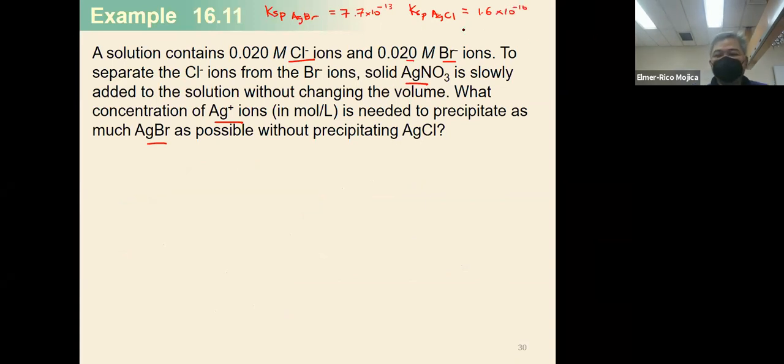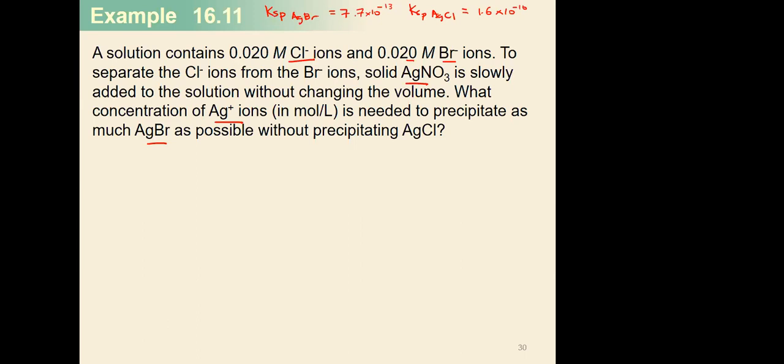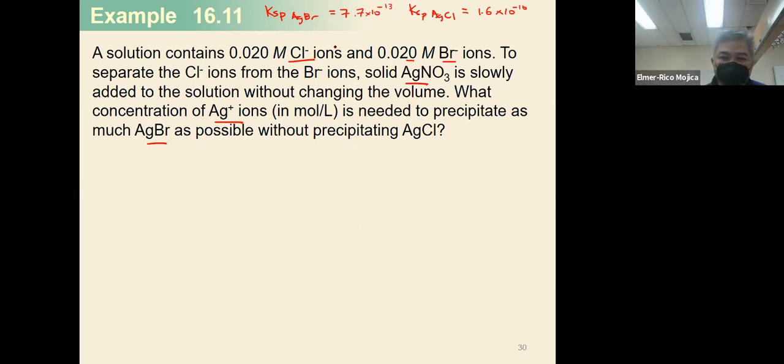So which precipitates first between the two? If you have bromide and chloride ions, you add silver ion. Which precipitates first? Silver bromide or silver chloride? The silver bromide will precipitate first because that has the lower KSP between the two.